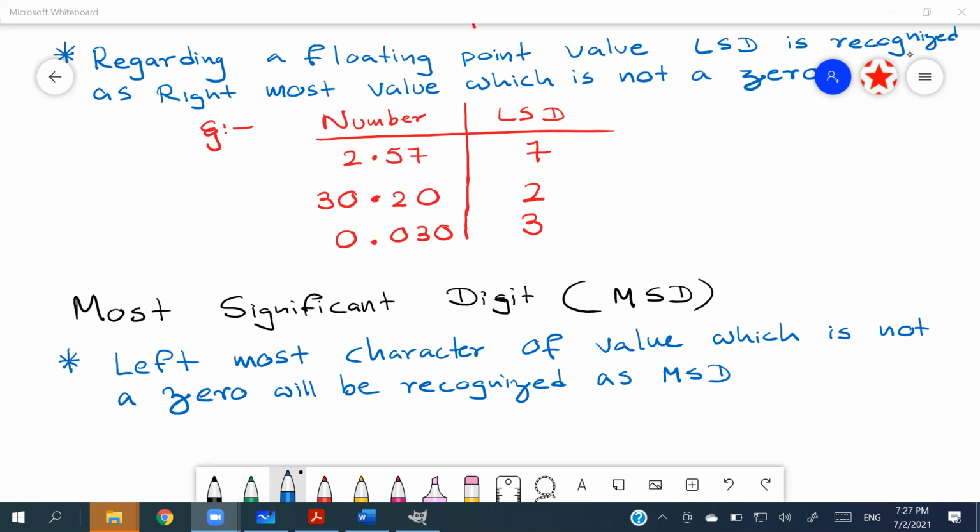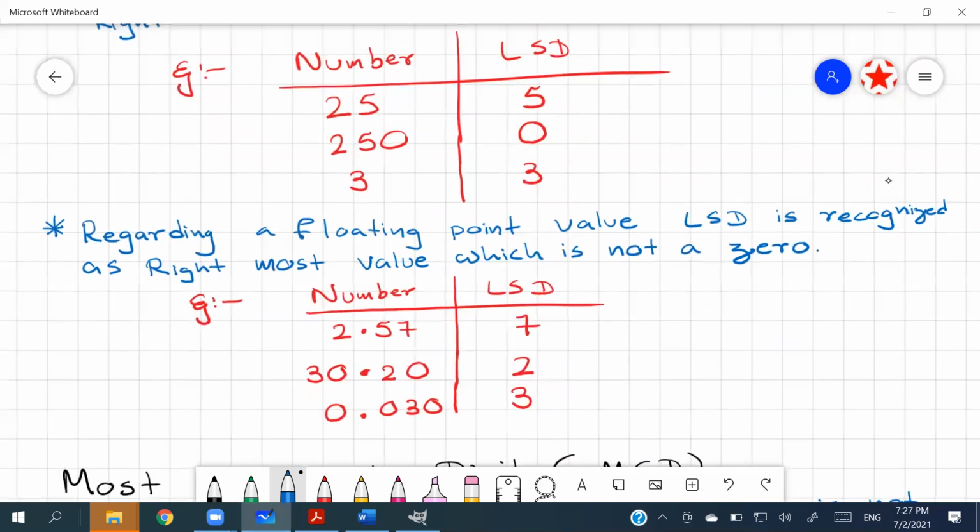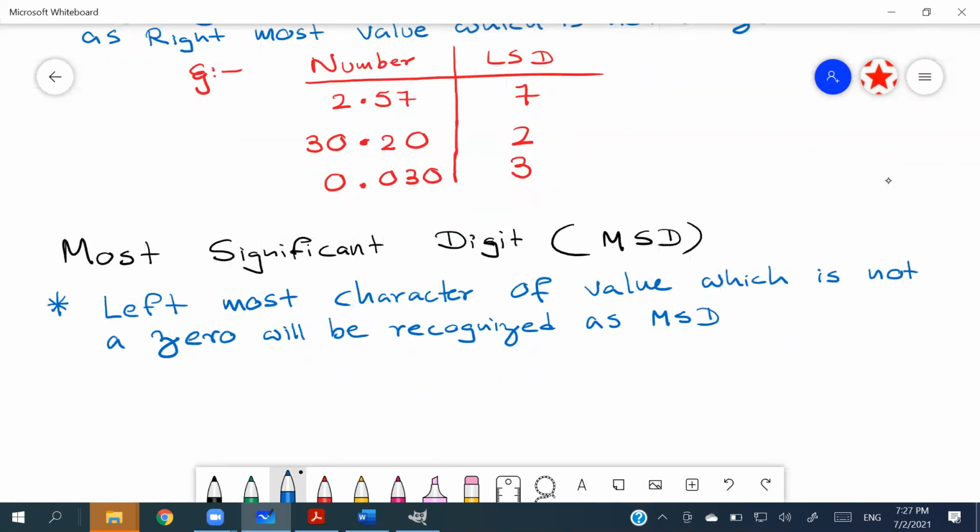Yes, Ranuja. In 250, we consider 0 as the LSD. Yes.